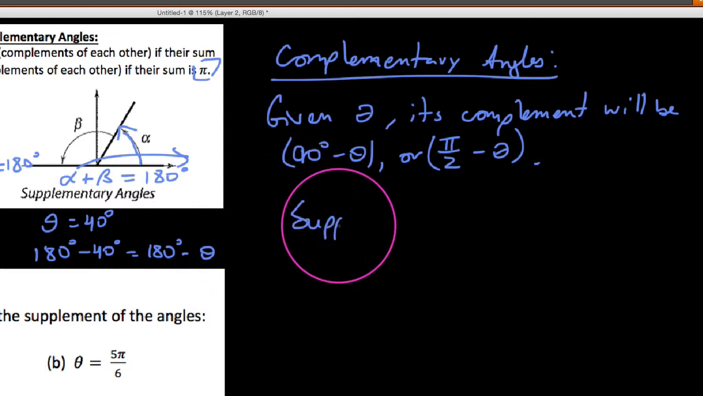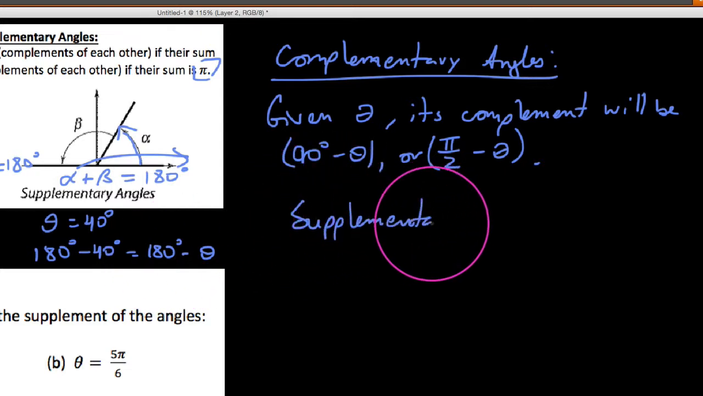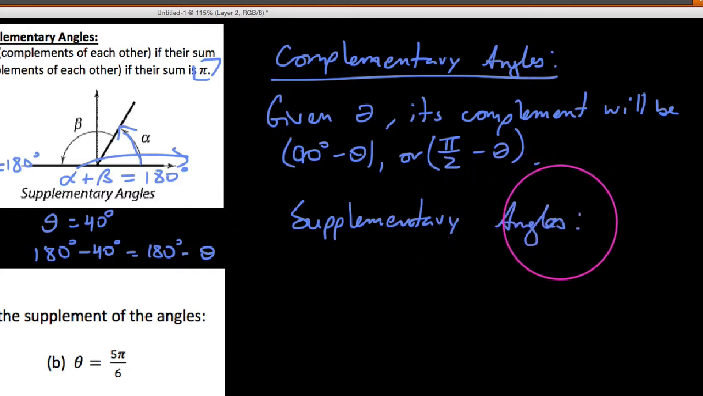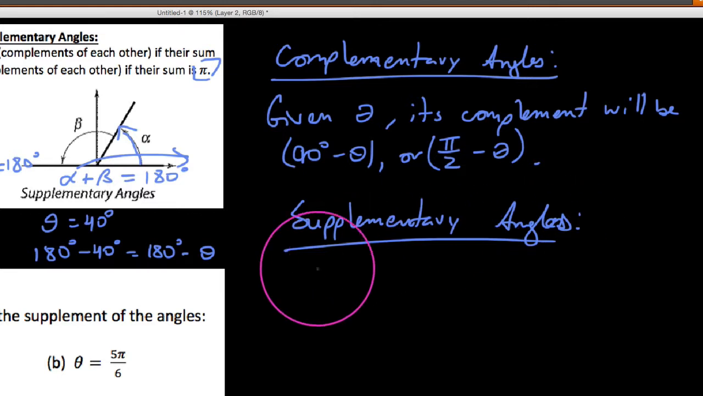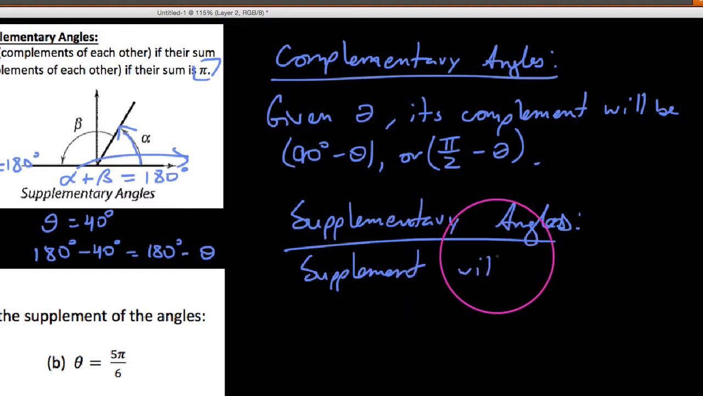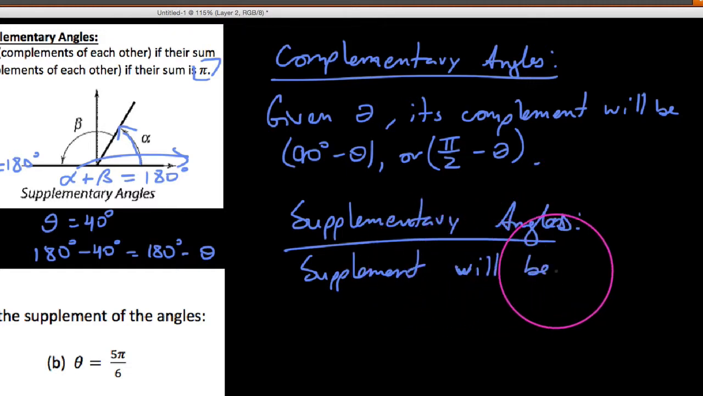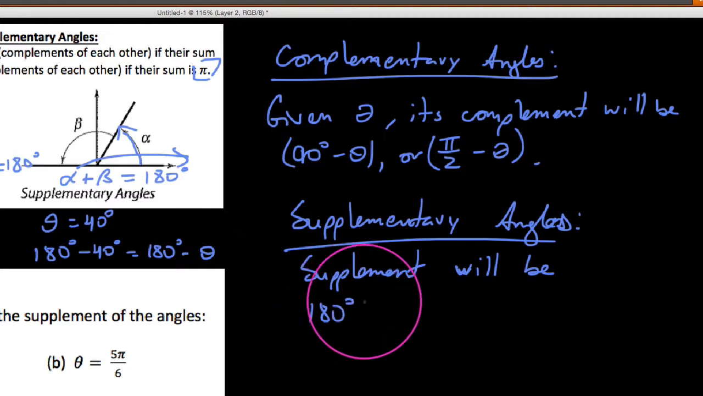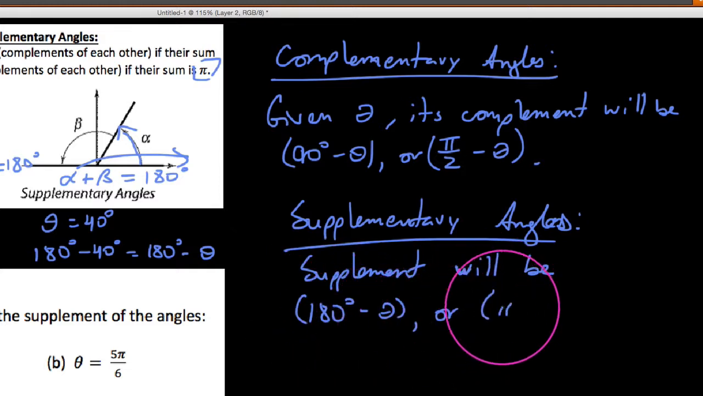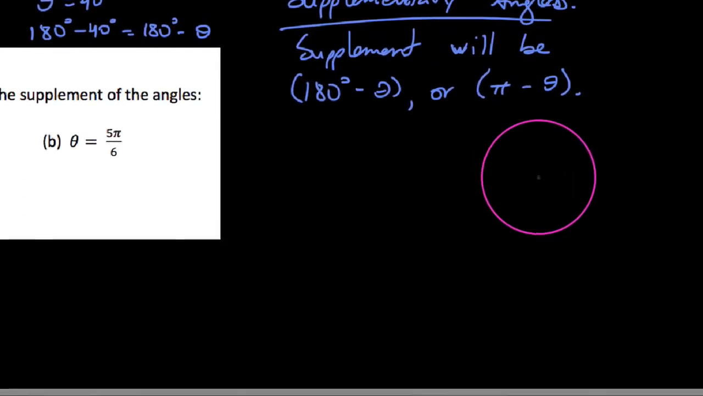So for supplementary angles, what we could say is essentially this. Given theta, its supplement will be 180 degrees minus theta, or pi minus the original angle theta here.